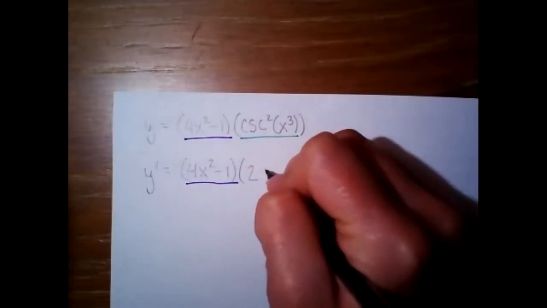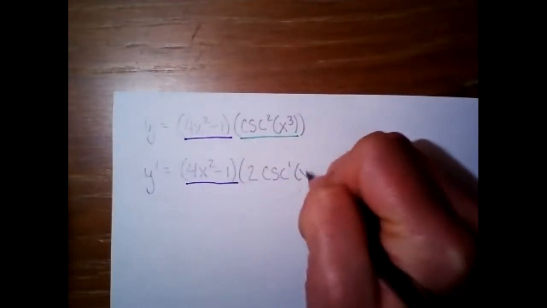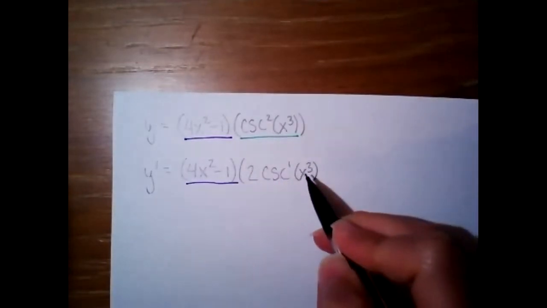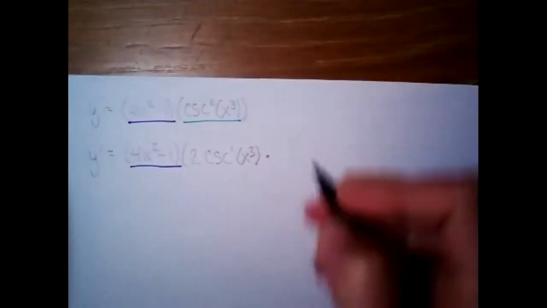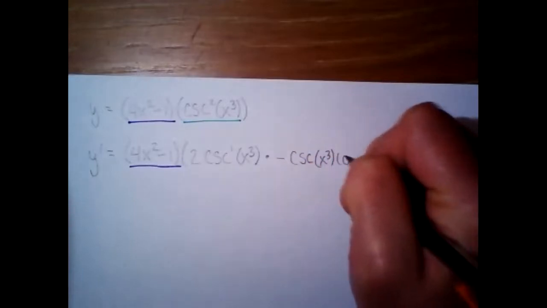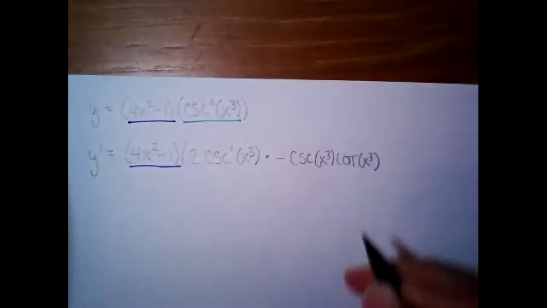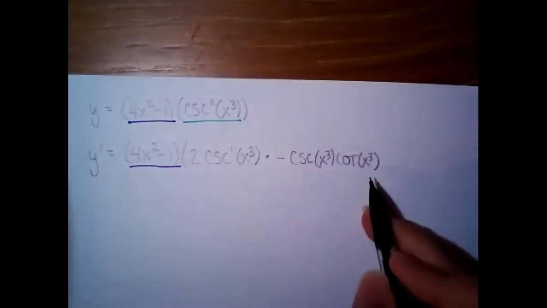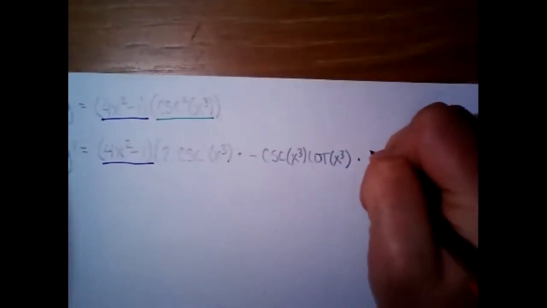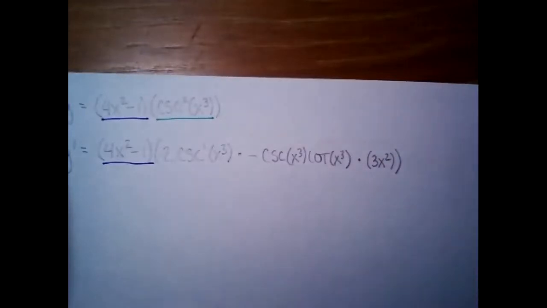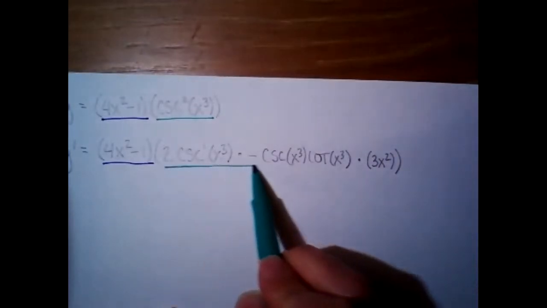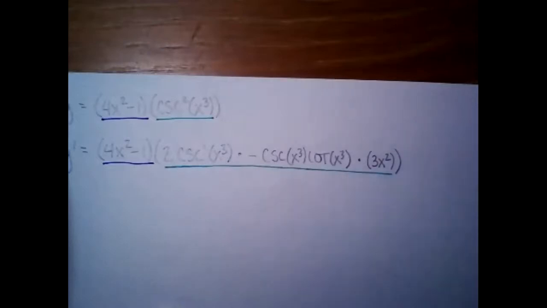So the 2 comes down. It's going to drop to a 1, which you don't have to write the 1 if you don't want to. And then next is cosecant. So the derivative of cosecant is negative cosecant cotangent. And then lastly, the x cubed derivative would be 3x squared. So this entire thing is the derivative of that second function.